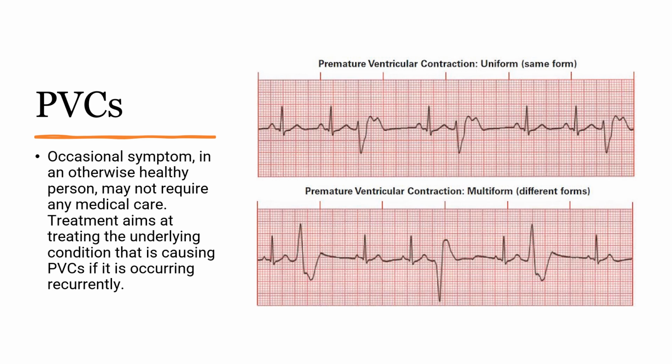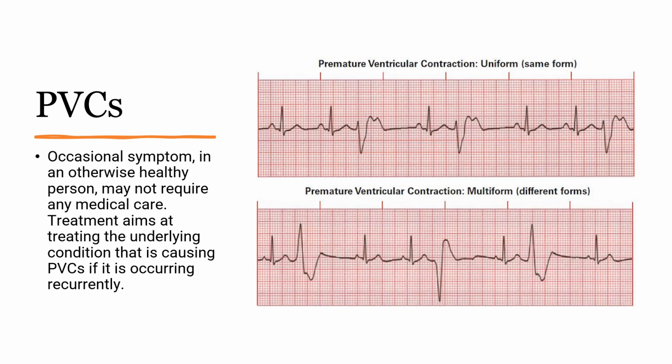So let's look at two different PVCs. In the top strip, we see that there are 1, 2, 3 PVCs with our underlying rhythm. You can tell they look kind of weird, but all of those PVCs look the same. That is called unifocal PVCs because that is all coming from one irritable area in the ventricle. If they look the same, they're coming from that same bully.